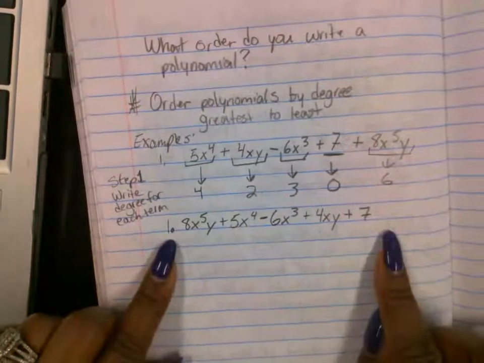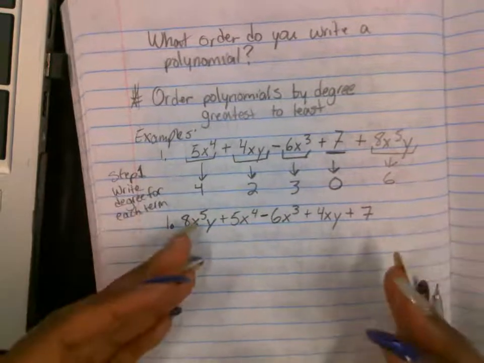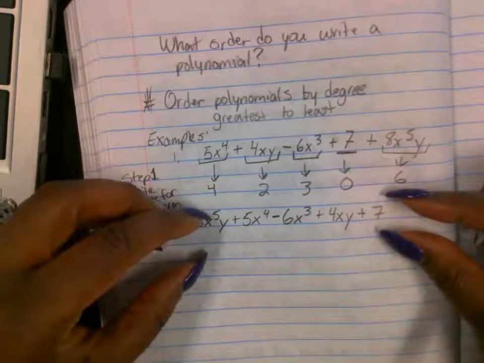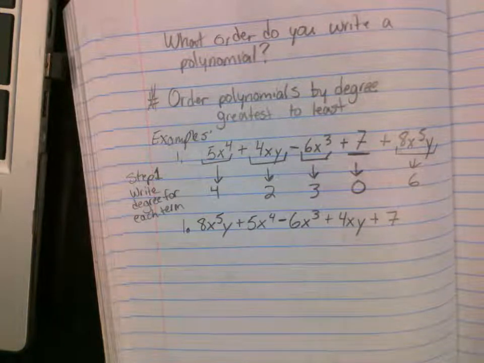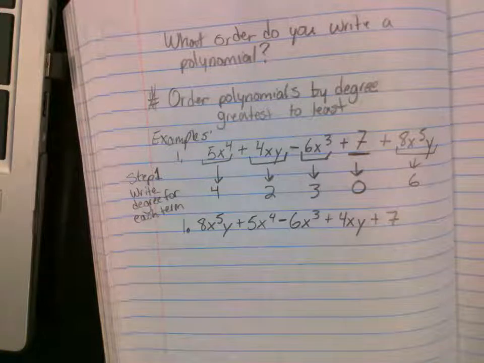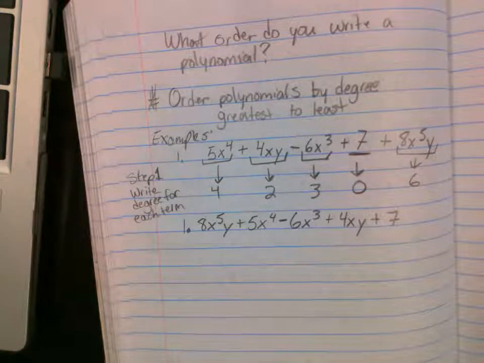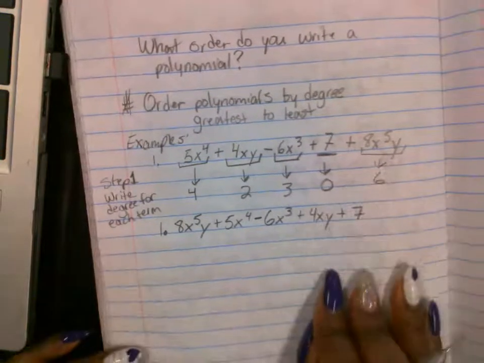So this is the order. A lot of times when you have your answer choices, you'll see it written in this order. They mostly put it in order by highest degree. Any questions about that? Not all the time, but most of the time, yes. Okay. Anybody lost?